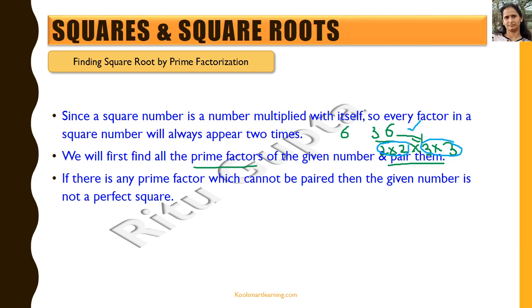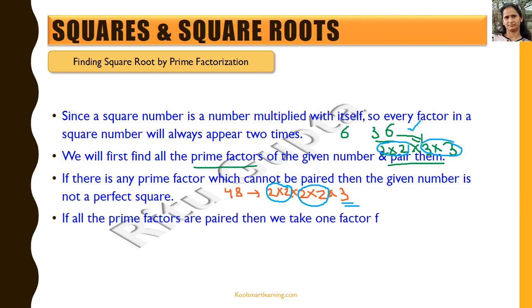If we take another example, we'll take the number 48. If we find the prime factors of 48, we have 2 multiplied by 2 multiplied by 2 multiplied by 2 multiplied by 3. So now this gives us 48. Now if we start pairing, we know that this is one pair, 2 and 2. This is another pair of 2 and 2. But this is not paired. So that means 48 is not a perfect square.